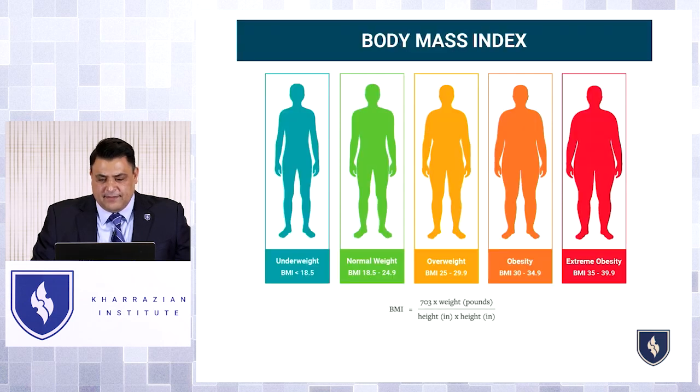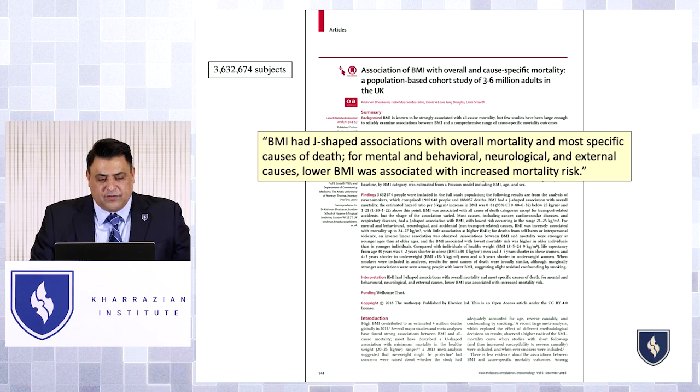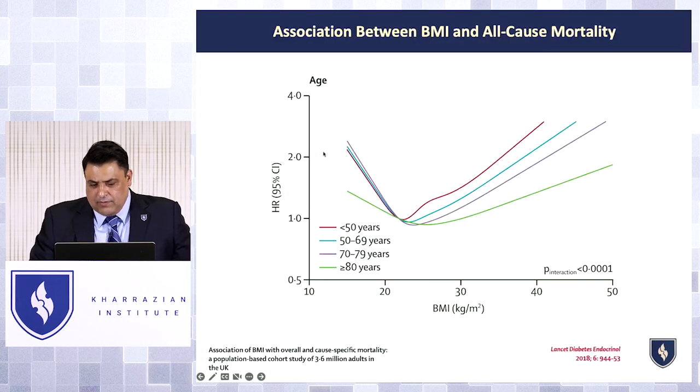Then you get into body mass index, and basically body mass index, severe underweight people have increased risk, and overweight people have increased risk. Normal weight's ideal. And body mass index is associated with an overall mortality, most specific cause of death for mental, behavioral, neurological, external causes, lower BMI associated with increased mortality risk. This is a study of 3.6 million adults in the UK. And look at what they found here.